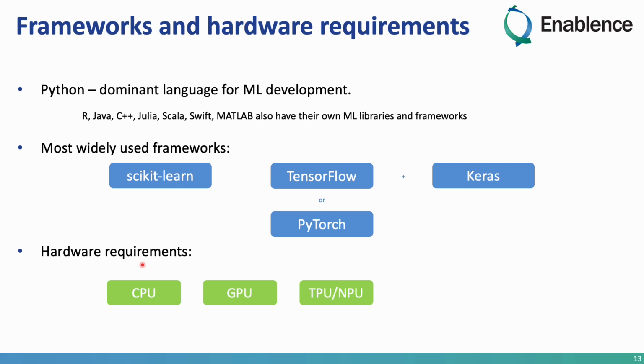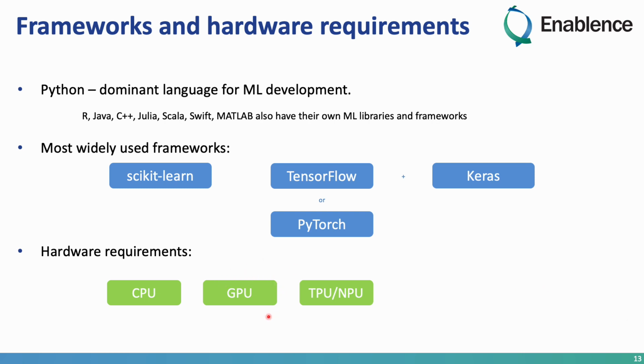Now, a few words about hardware requirements for ML development. All machine learning frameworks can run on CPUs. And in fact, CPUs are sufficient for many classical machine learning methods, as well as small-scale experiments and prototyping. Now, for complex models and large data sets, training times can become prohibitively long, and that's where you should start considering GPUs or specialized hardware accelerators.